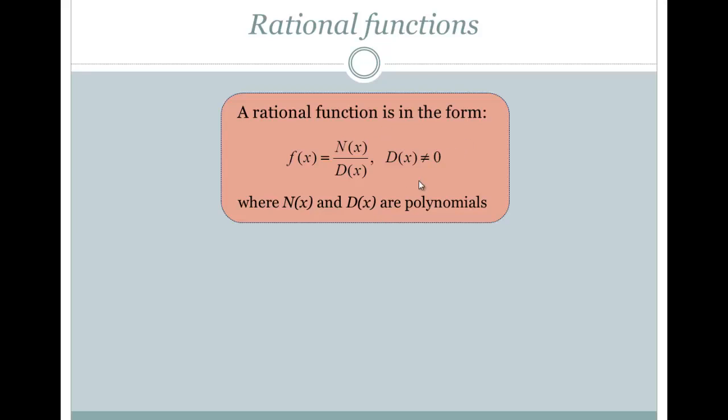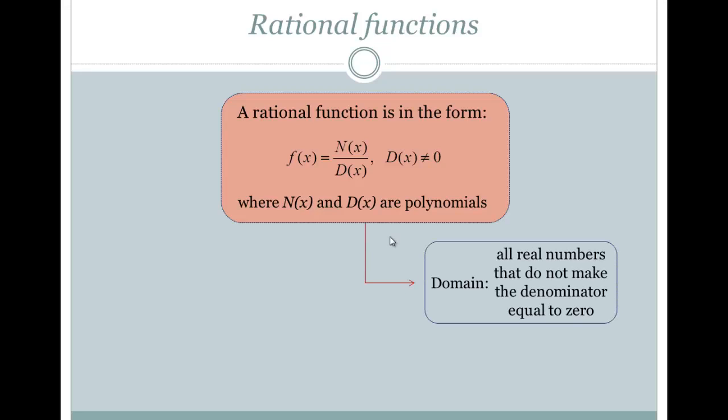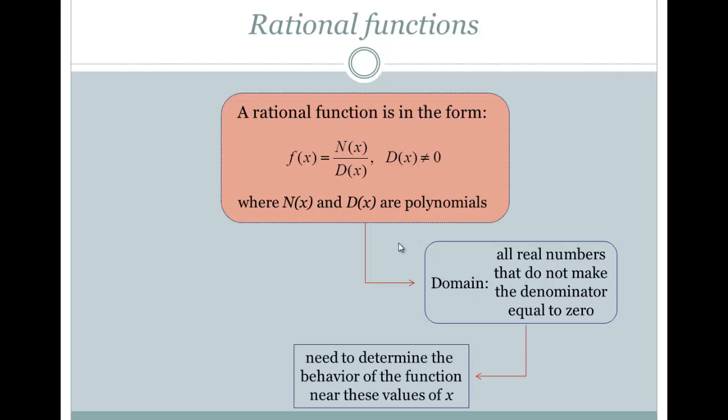A rational function is in the form where I have a polynomial in the numerator and a polynomial in the denominator. Okay, so I have a ratio of two polynomials. Very important thing that we have to look at first and foremost, going all the way back to domain. We need to look at the domain, and the domain is going to be all real numbers that do not make the denominator zero. If I have zero in the denominator, you know I have a problem. Okay, so that's number one. We want to identify our domain.